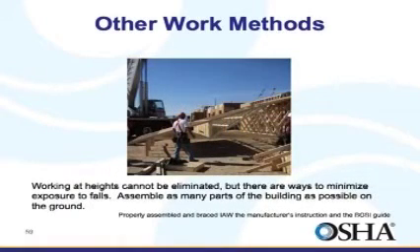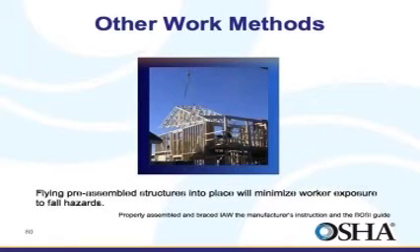As we stated previously, working at heights cannot be eliminated, but there are ways to minimize exposure. By assembling as many parts of the structure as possible on the ground, we can reduce workers' frequency and duration of exposure to falls. Properly assembled and braced systems that are erected in accordance with the Building Component Safety Information Booklet can be hoisted and flown into place. This minimizes worker exposure to fall hazards.